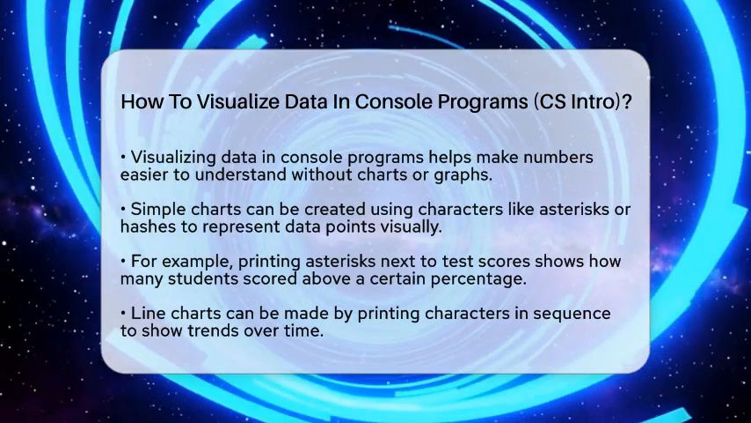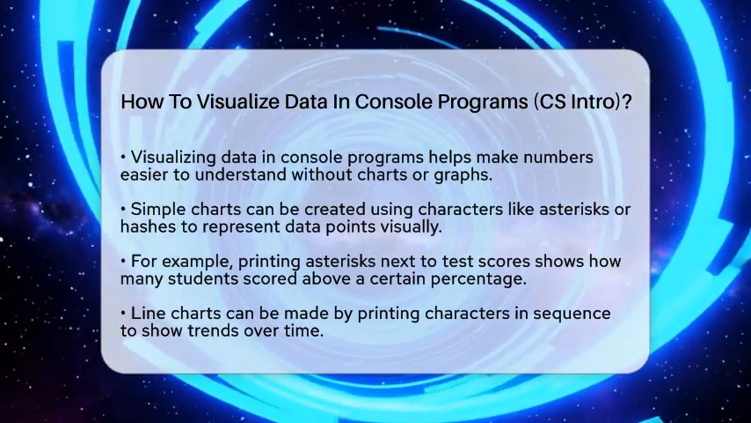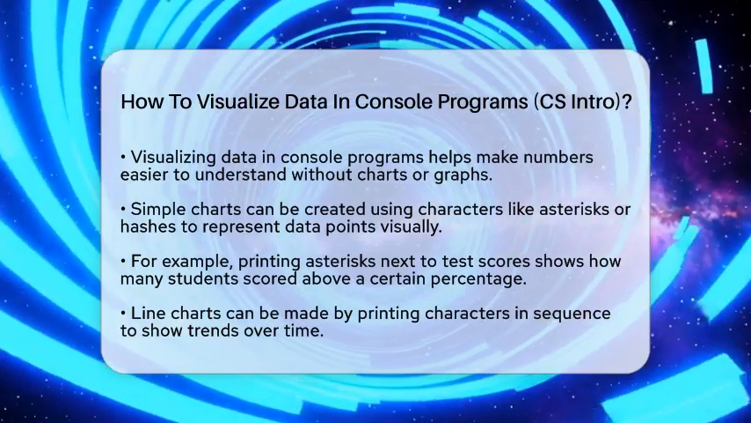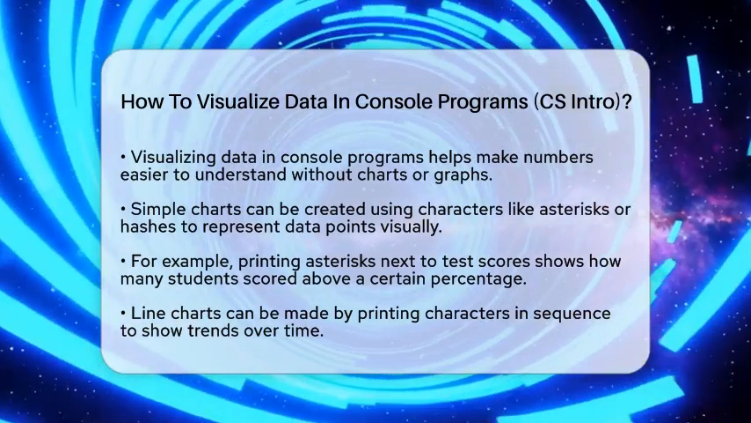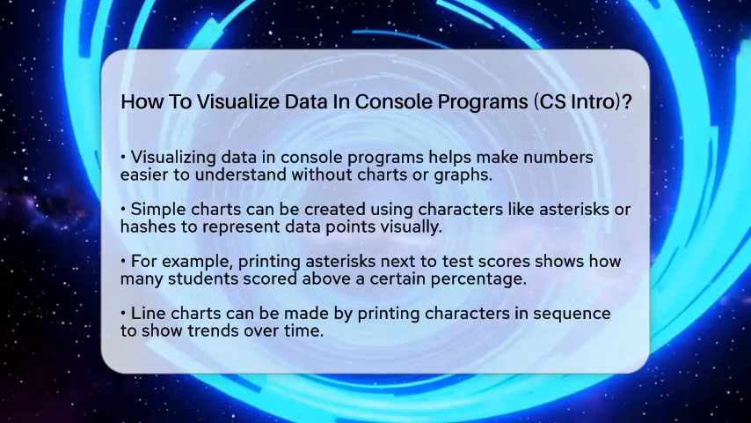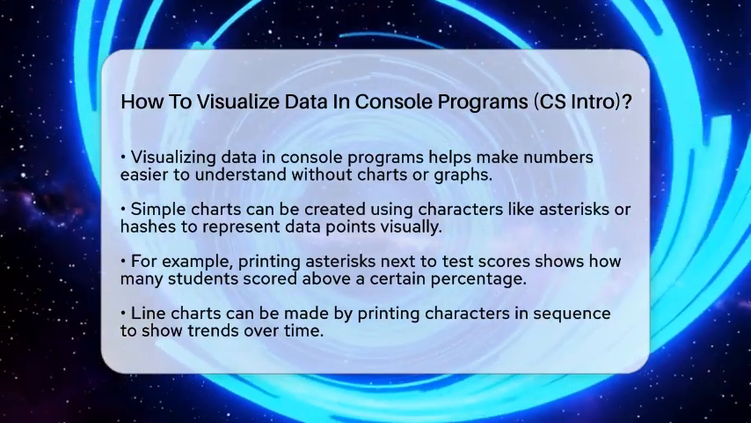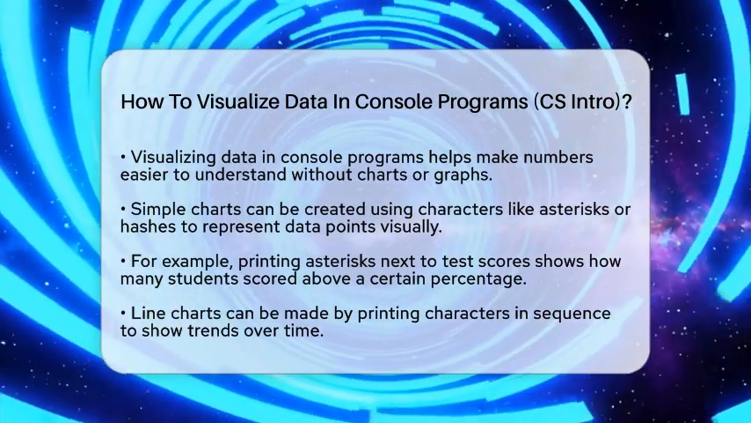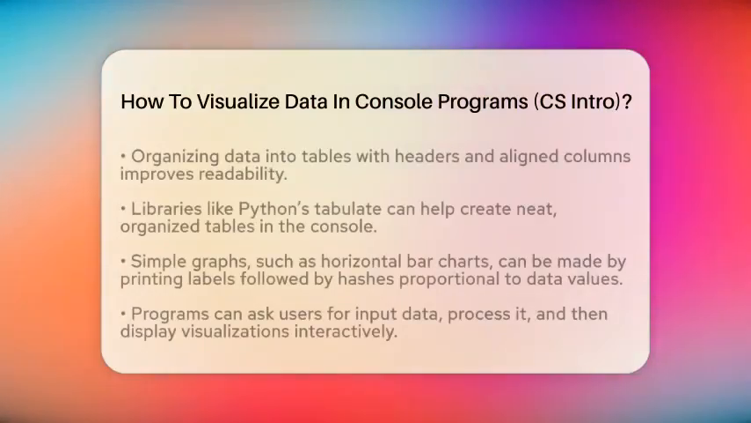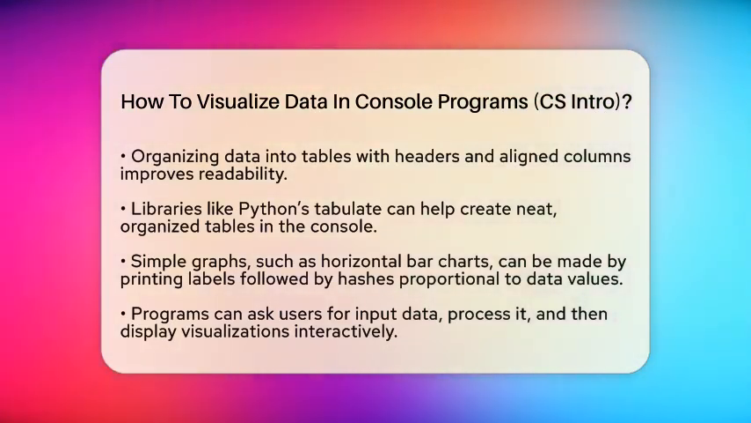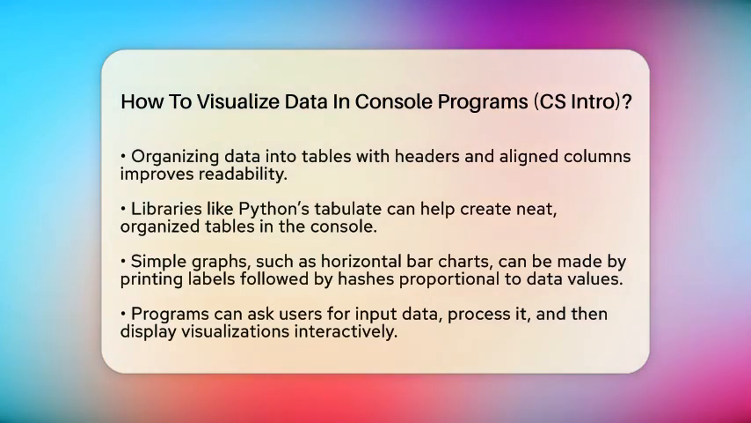This skill is especially useful for 10th graders learning computer science because it builds a strong foundation in how data works. First, you can create simple charts using characters like asterisks or hashes. For example, if you want to show how many students scored above 80% in different tests, you can print a line with a number of asterisks that match each score. If 10 students scored above 80, you print 10 asterisks next to that test. This makes it easy to compare scores visually.